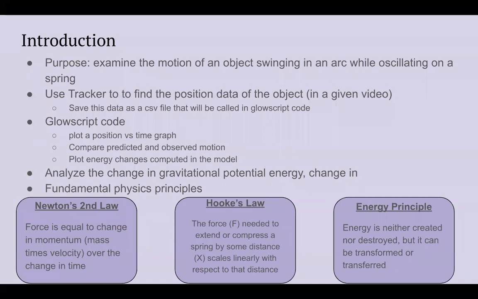The purpose of this lab is to investigate a mass spring system by examining the motion of an object swinging in an arc while oscillating on a spring. We will do this by analyzing a given video and tracker to extract the position data of the object. The position data will be saved as a CSV file and called in our GlowScript code. In GlowScript, we will plot the motion of the mass through a position versus time graph, compare the predicted and observed motion of the mass, and plot the energy changes computed in the model.